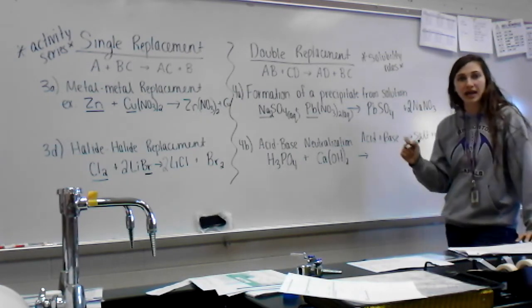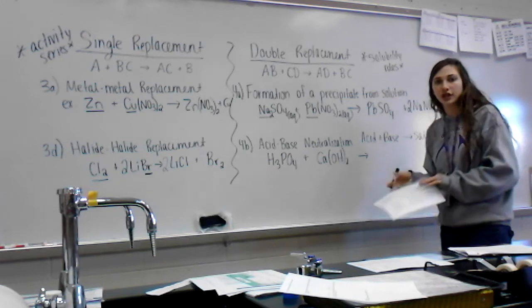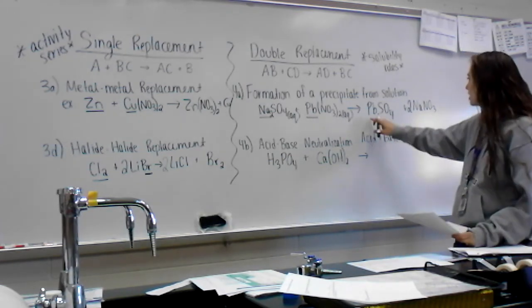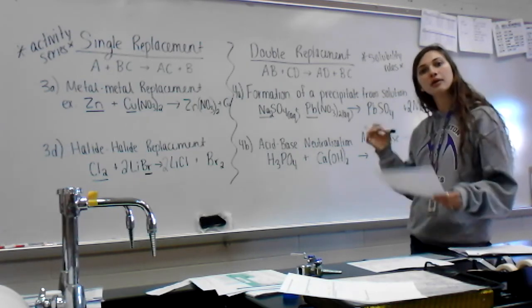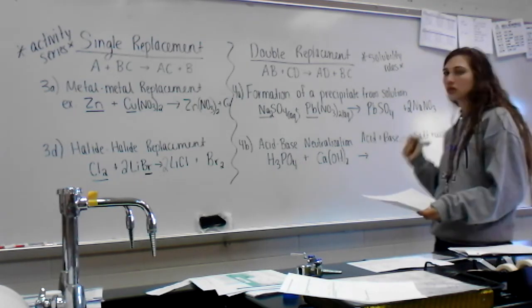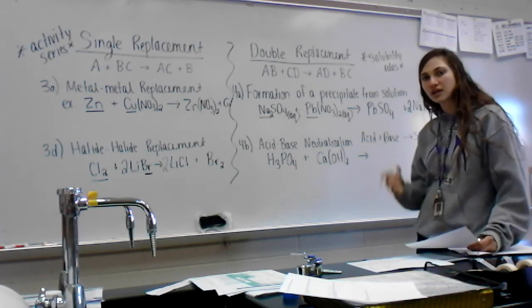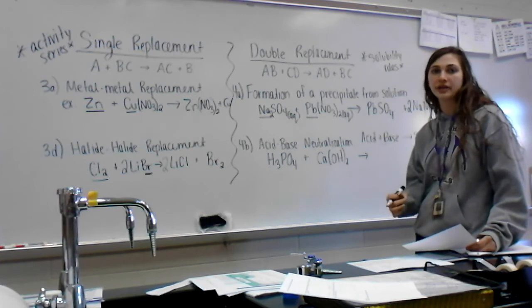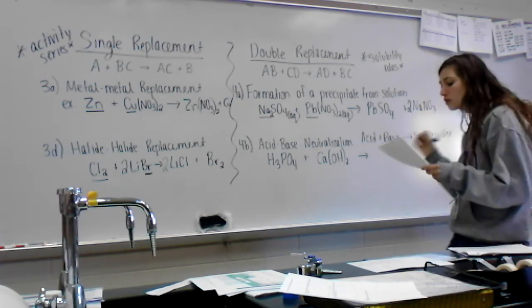So we figured out our products, but now I need to figure out if this reaction really occurred. So what we're going to do is use our solubility rules and see if PbSO4 is going to be a solid or aqueous. And then we're going to check sodium nitrate and see if it's solid or aqueous. In order for this reaction to actually occur, one of the products must be a solid. If both of them are aqueous, we write no reaction.